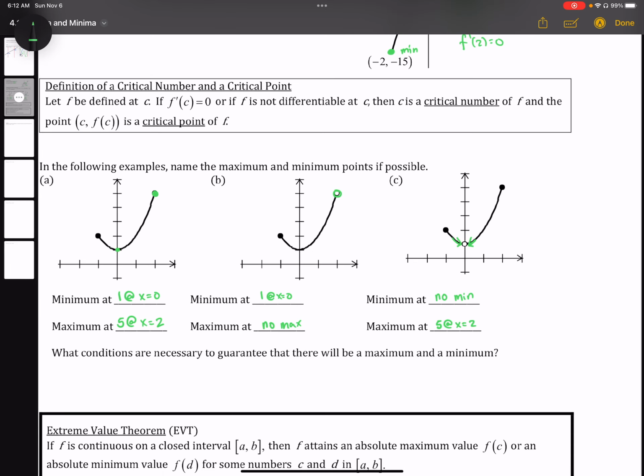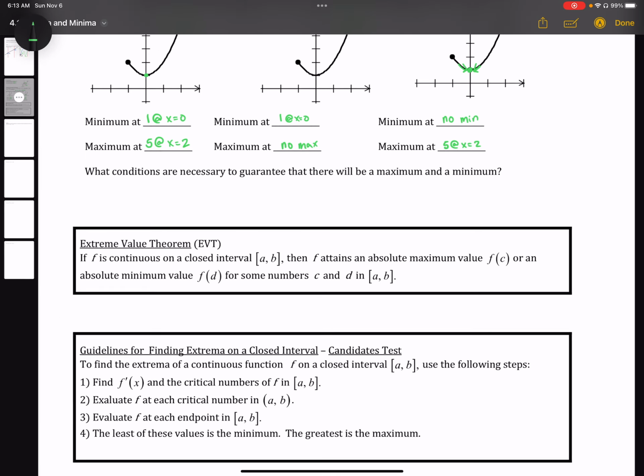So the reason B and C don't produce both a maximum and a minimum is that those aren't closed intervals. So remember, a closed interval is going to give us filled in circles everywhere. The function is defined at every possible point. So what we're saying is that B and C aren't on closed intervals. So they can't produce an absolute maximum and an absolute minimum.